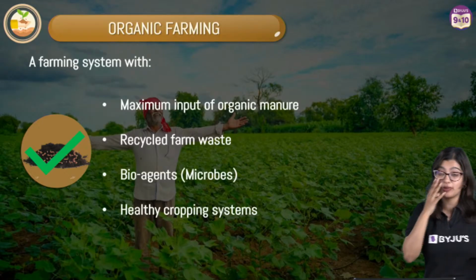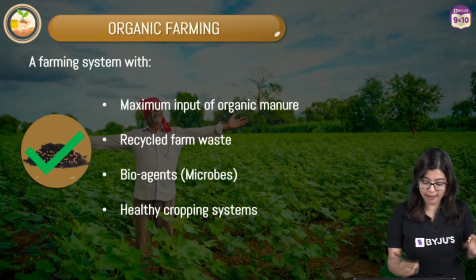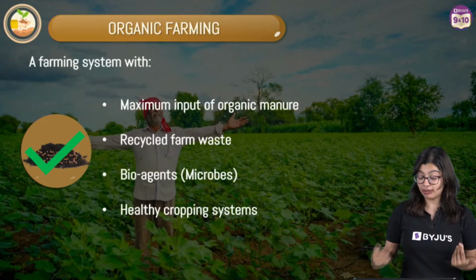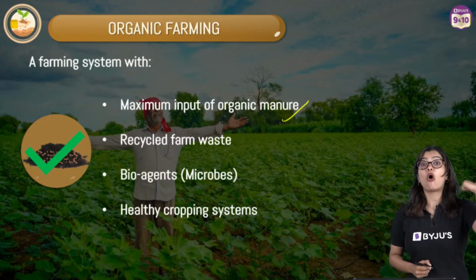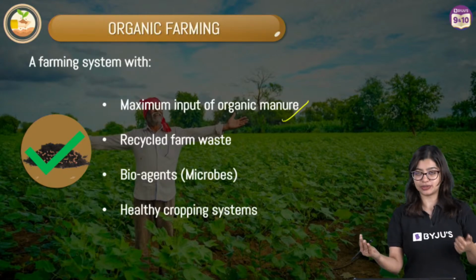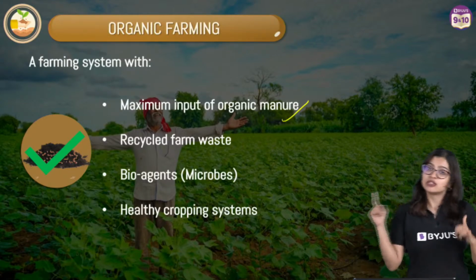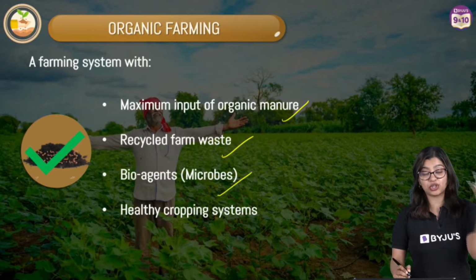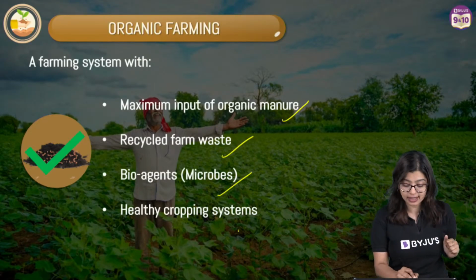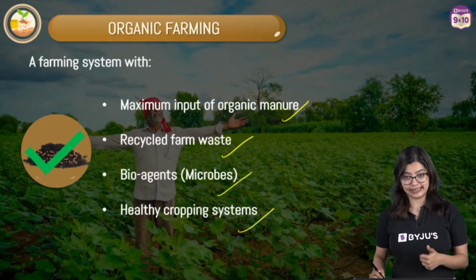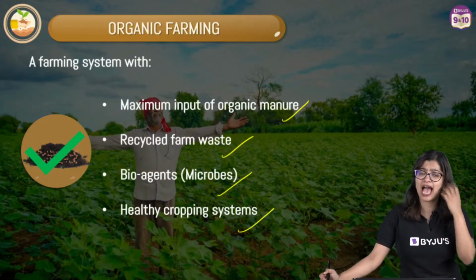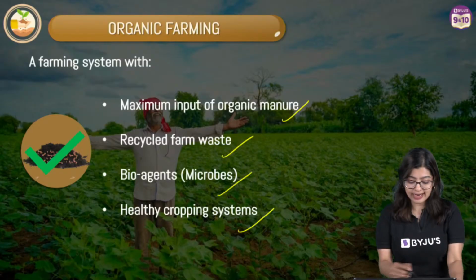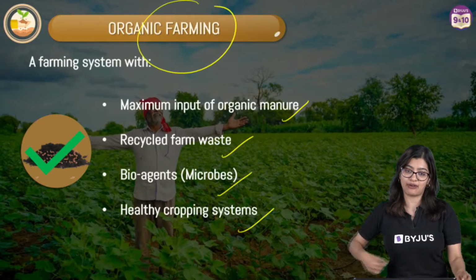So in this case, what do we see? Organic farming is a farming methodology where we use organic substitutes, right? Like organic manure, using recycled farm waste, microbes which can act as biofertilizers, and use proper cropping techniques, and use neem leaves as biopesticides. So that is our input from organic farming, right?